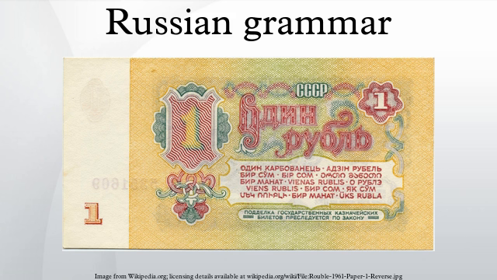Active past participle. Active past participle is used in order to indicate actions that happened in the past.